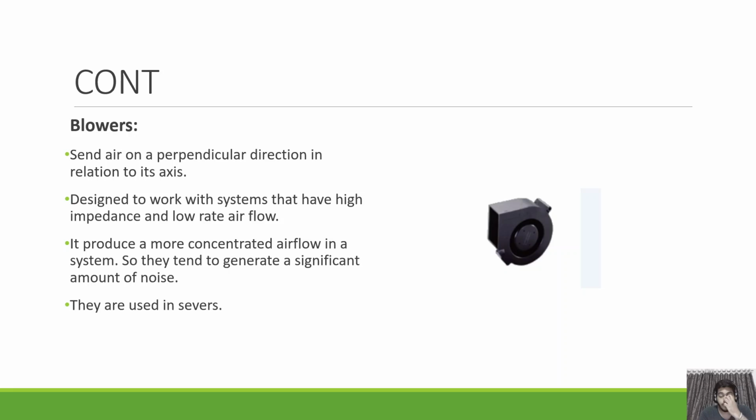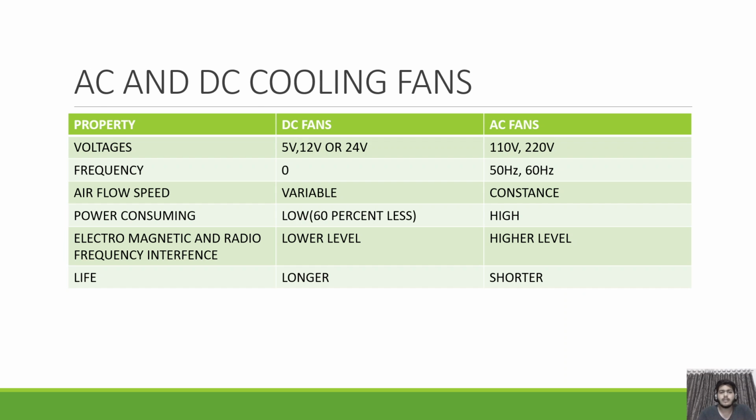usage as a blower. AC cooling fans and DC cooling fans are basically the two fans available in the market. There are some differences between them. The voltages of the DC fan are 5 volt, 12 volt, 24 volt. The AC fan has 110 and 220 volt, with frequency. And the DC fan has no frequency, because DC current has no frequency. But AC has 50 to 60 hertz in India. In the US they are different.